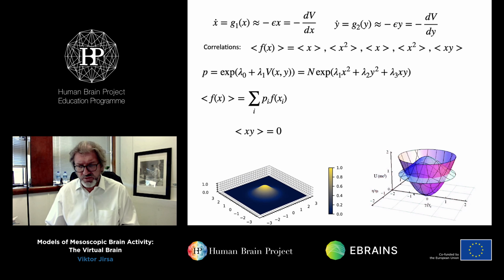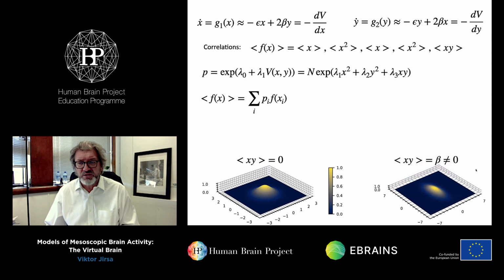Yes, and the corresponding potential is represented here. And if these two systems are uncoupled, so no deterministic exchange, the cross correlation will be 0, which means the cross correlation term I have in here is 0, and the potential is fully symmetric. If I indeed add a coupling function, so 2 beta x in here, then you see this deformation in the probability distribution function, and the cross correlation becomes non-zero.